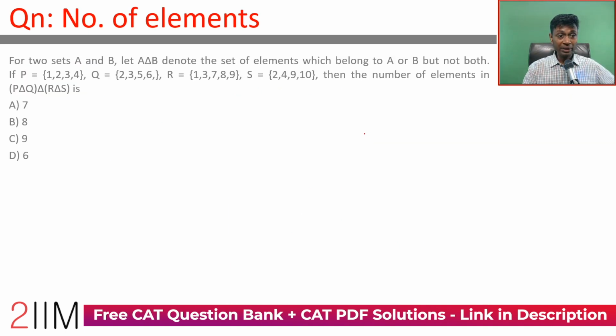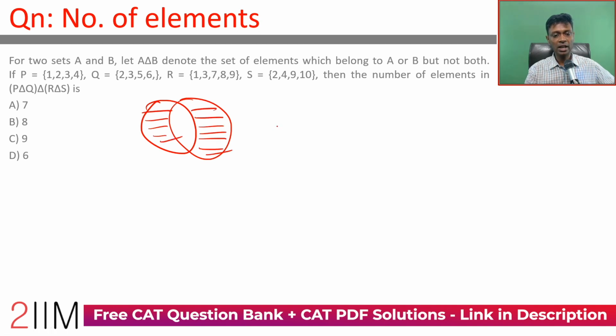For two sets A and B, A triangle B denotes the number of elements which belong to A or B, but not both. So A triangle B is A union B, from that we remove A intersection B. Then the number of elements in P triangle Q triangle R triangle S. Let's find P triangle Q.